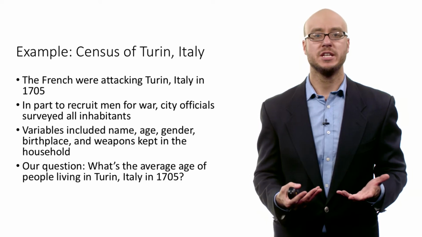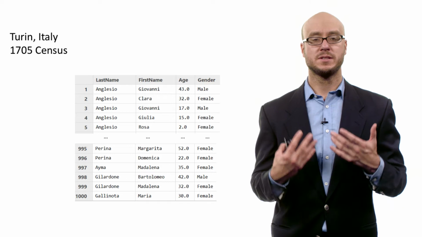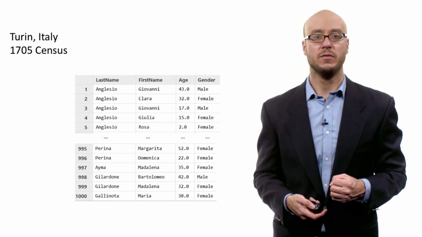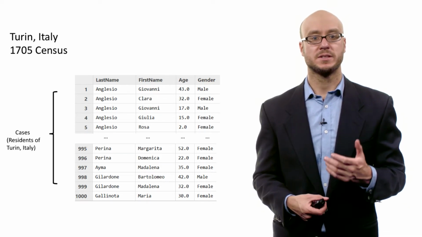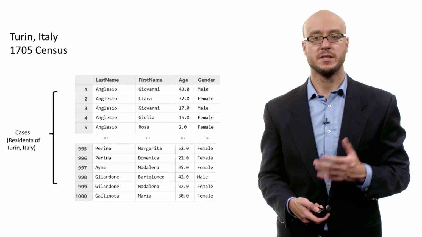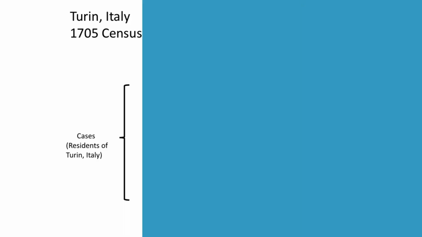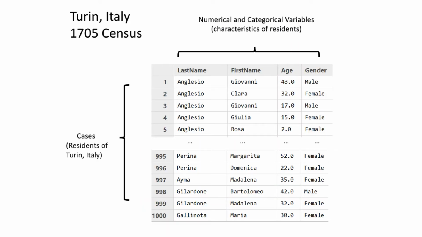Now, let's ask a question. What's the average age of people living in Turin, Italy in 1705? Well, this is data from the 1705 census. We can see each of these rows are residents of Turin, Italy. These are the cases. And then the characteristics are the different variables. You can see we have the last and first name of each person, the person's age and their gender.